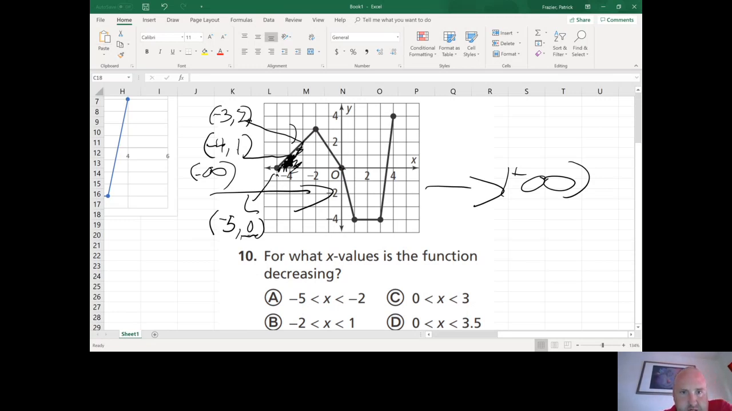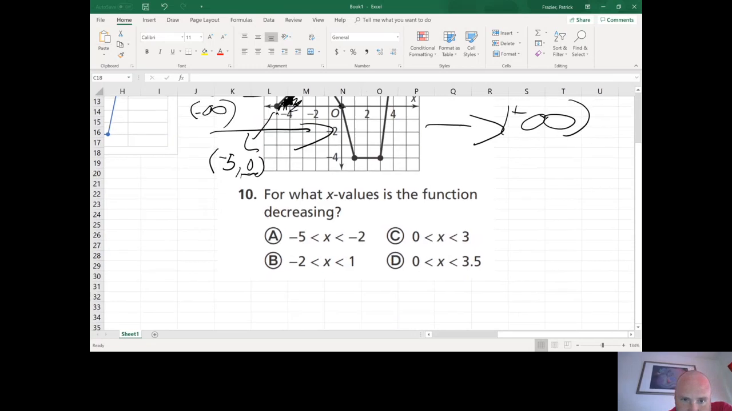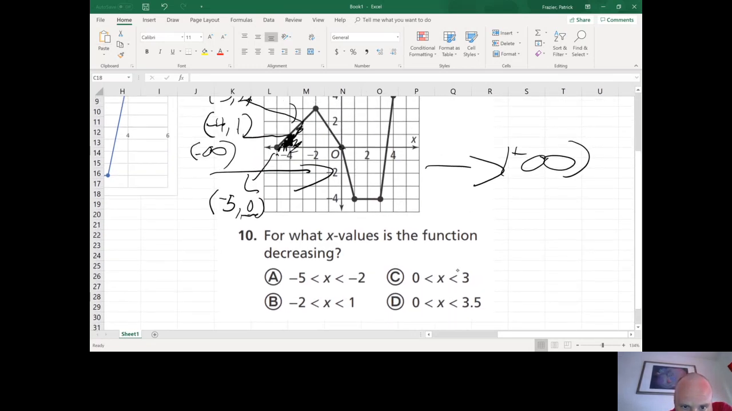So 0, 1, 2. We have a 1-to-1 relationship right now. It's a straight line, and it's getting bigger. X is increasing. The question is, for what x values is the function decreasing? So we know at the very least it wouldn't be anything characteristic of these points. So where x is between -5 and -2, nope.